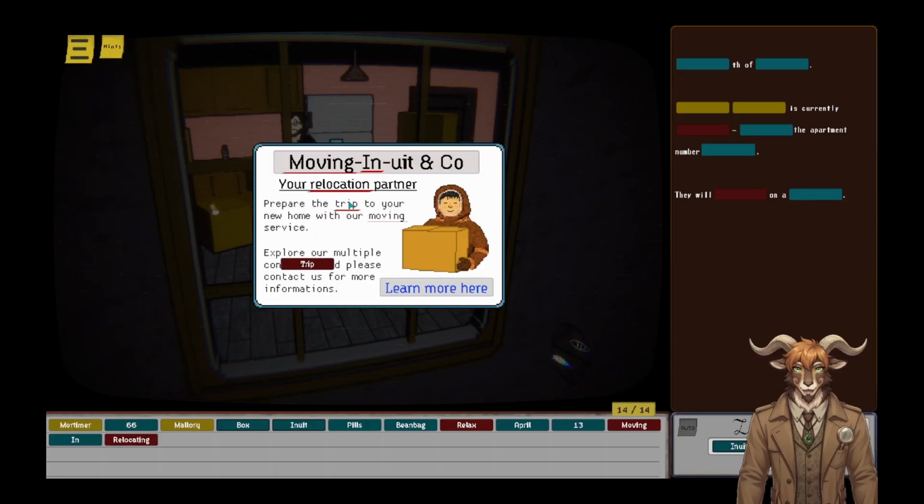Your relocation partner. Prepare the trip to your new home with our moving service. Explore our multiple contracts and please contact us for more information.